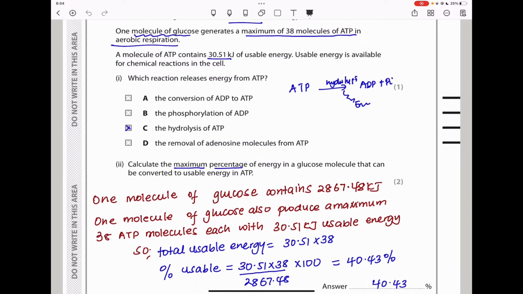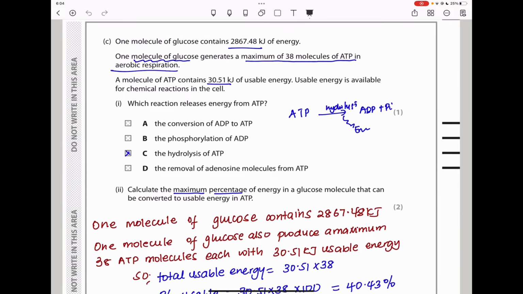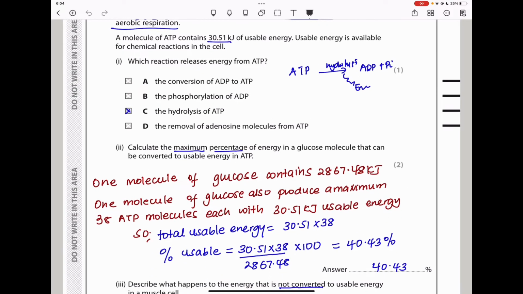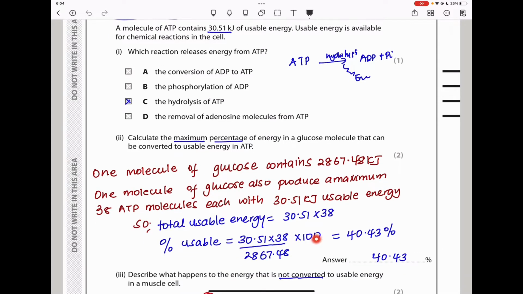Moving on. They say calculate the maximum percentage of energy in a glucose molecule that can be converted into usable energy in an ATP molecule. Remember we say 38 molecules of ATP are going to be released, and a molecule of ATP has this amount of usable energy. So the total amount of energy contained by the 38 molecules should be that times that. So here I'm finding 30.51 times 38, divided by the total amount of energy contained in a glucose molecule, times 100, which gives me 40.43%. So my answer is 40.43%.